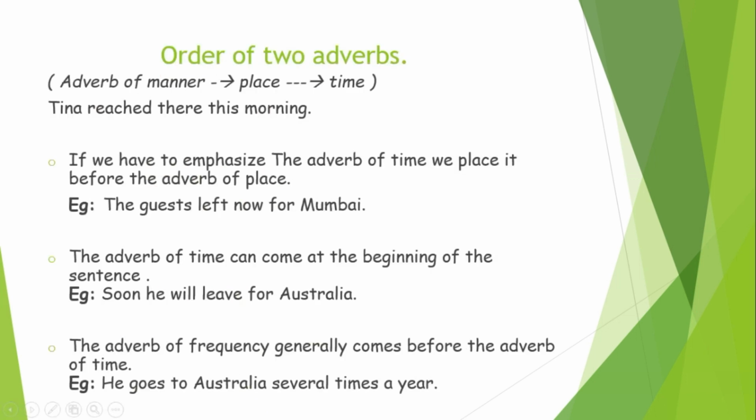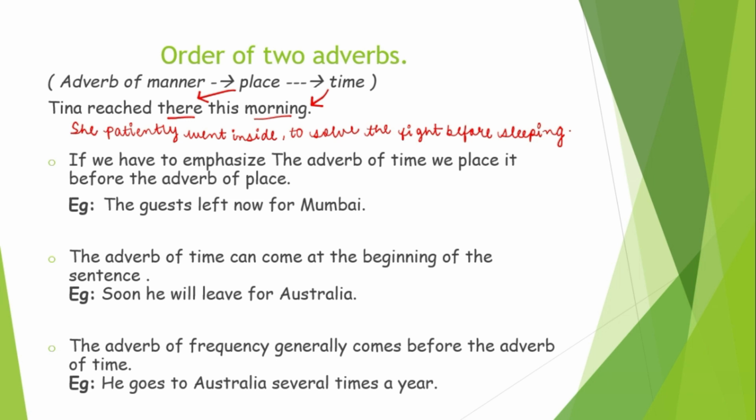Okay, so if you remember, in a question I told you, if there are more than two adverbs, then there is a particular order that has to be followed. So first will be the adverb of manner, then the place, and then the time. So let's look at an example. Tina reached there this morning. Okay, so reached where? There. So here there is the adverb of place, there. When? The time? This morning. So here, if you see, first the adverb of place has come, then the adverb of time. So I've written another example for you.